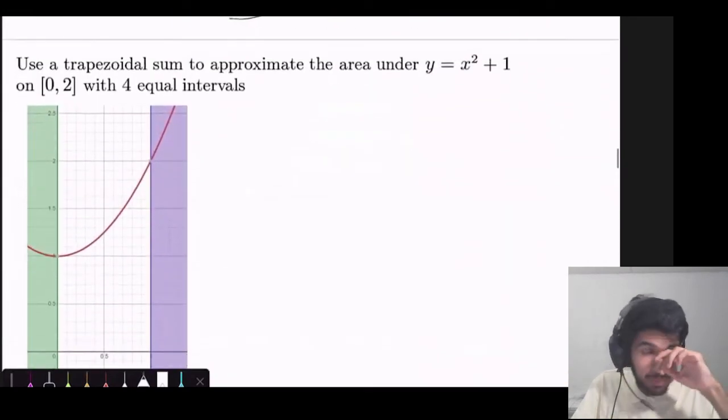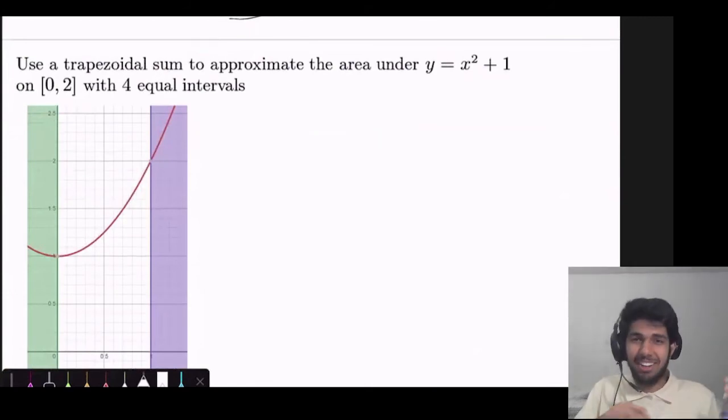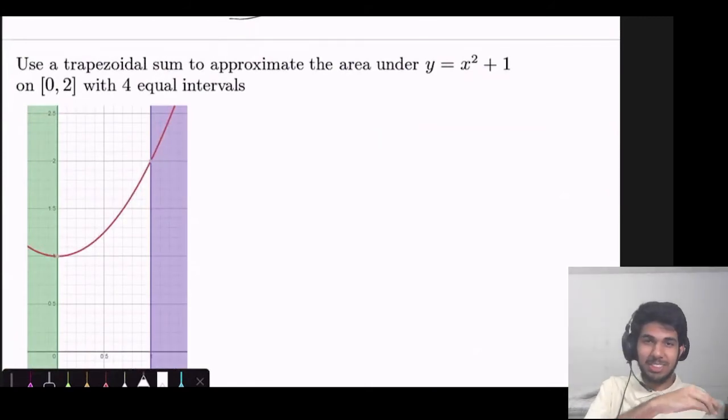Wonderful. This will be our last question of the day. We're going to do a trapezoidal sum, and it'll be very similar to what we did before.